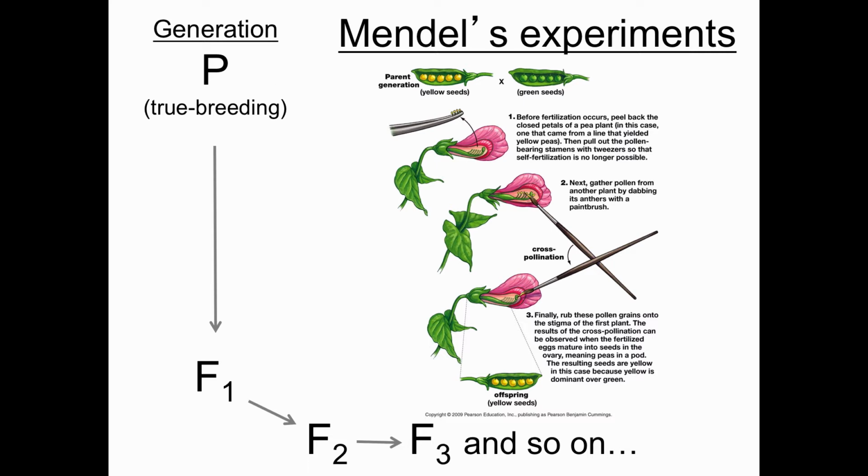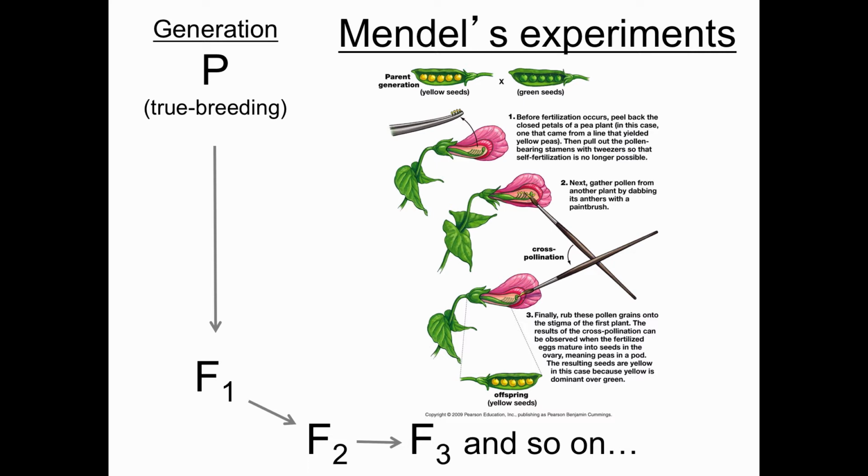He started with what we call true breeders. A true breeder is a plant that, when you breed it with another plant of the same flower color, the offspring always had the same color as the parents. So those are his true breeders. He looked at a couple of different traits when he was doing this.